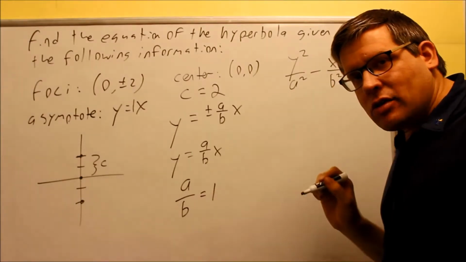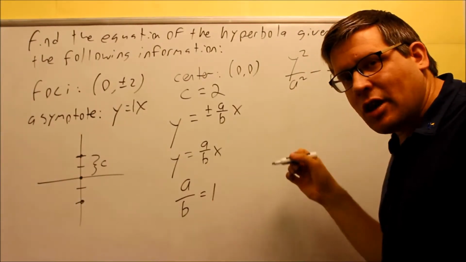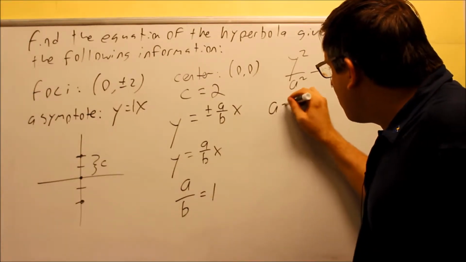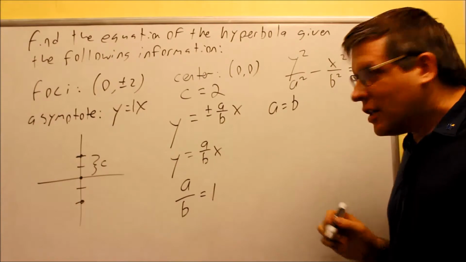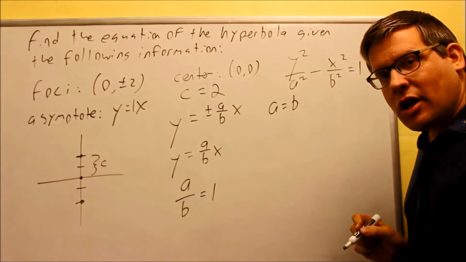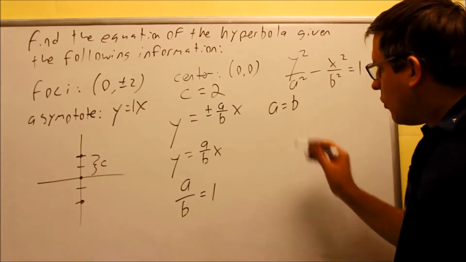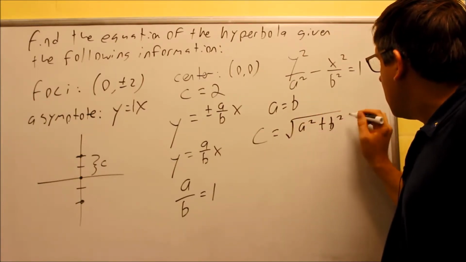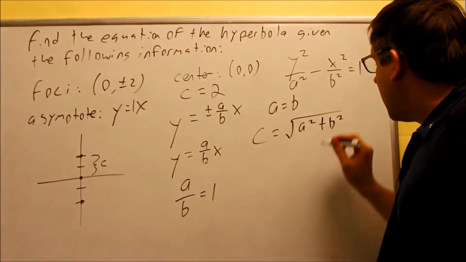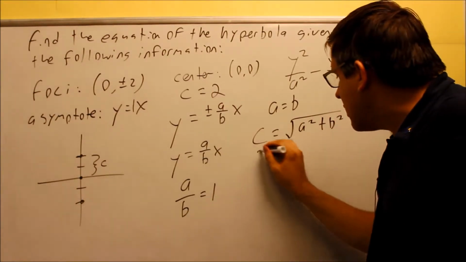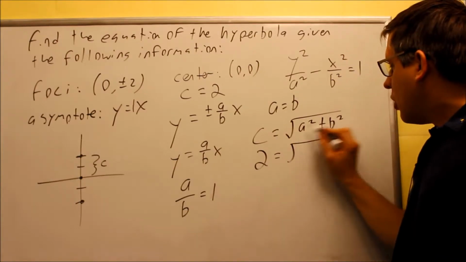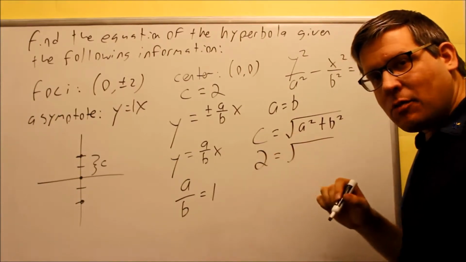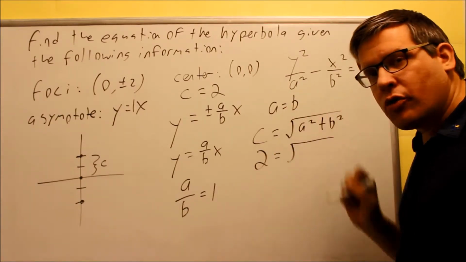So now that I know this, if I cross multiply both sides by b, I end up that a has to equal b. That's what I get out of this particular case. So a equals b. Well, let's take a look at our formula for the c. That's c equals the square root of a squared plus b squared. Now I do have some information. I know that c is equal to 2, so I can put that in. Now, I need to solve for either a or b, because once I solve for one of those, I know they're both equal to each other.